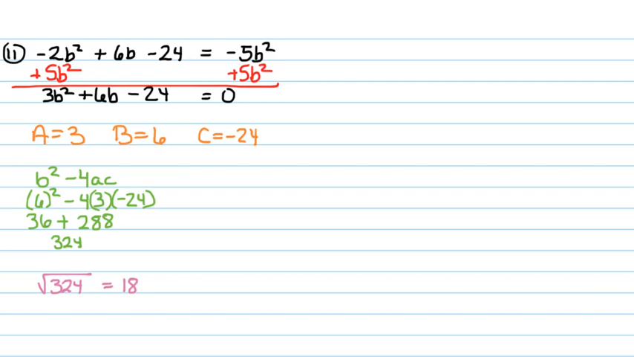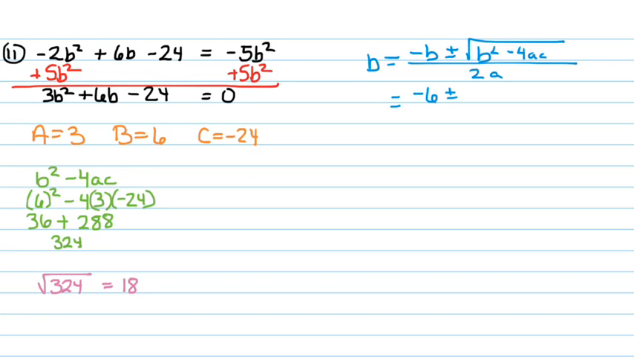Remember I said always take the square root first. That's the best first step to do. That way if it does come out to be a nice number, you're not having to spend the time working through simplifying it. And so b is equal to negative b plus or minus the square root of b squared minus 4ac, all divided by 2a. And so opposite b in this case is going to be negative 6 plus or minus the square root of 324, all divided by 2 times 6.